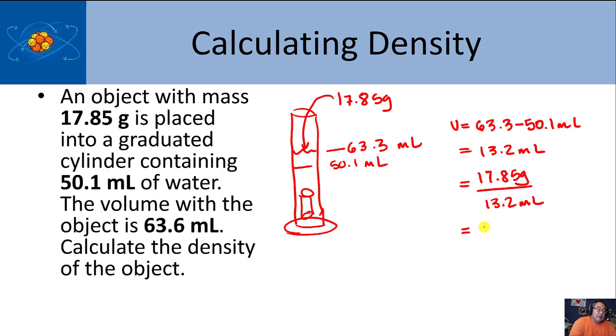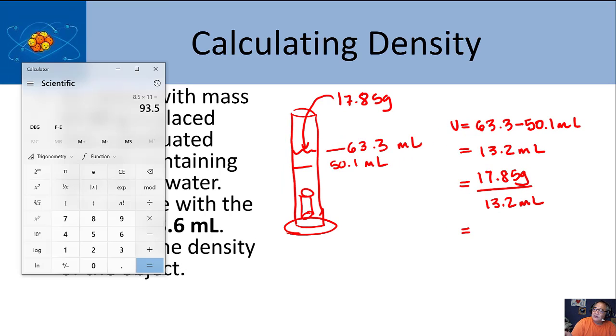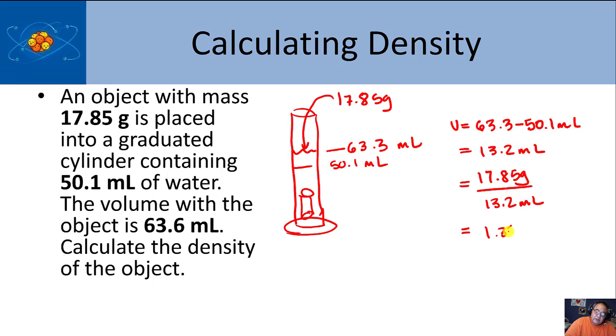Then I'm going to pop it into my calculator again. You need a calculator so many times for this. I don't have the answer on the screen, but it comes out to 1.32 if I remember right. 17.85 divided by 13.2, 1.3... oh, it's 1.35 grams per mL. Yeah, that makes sense.